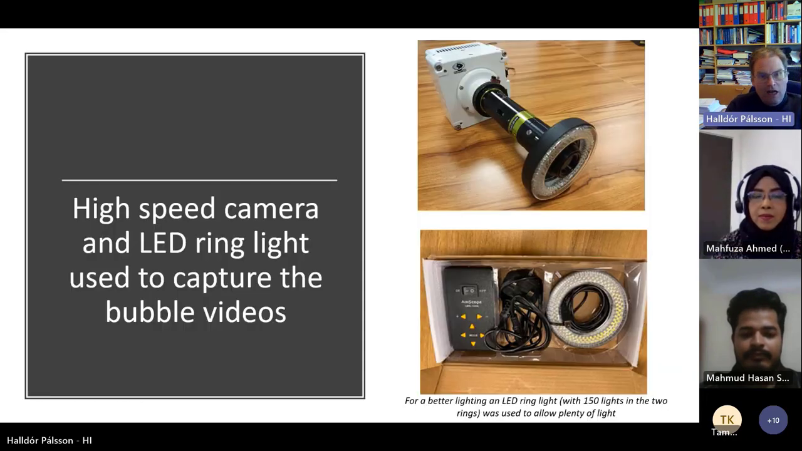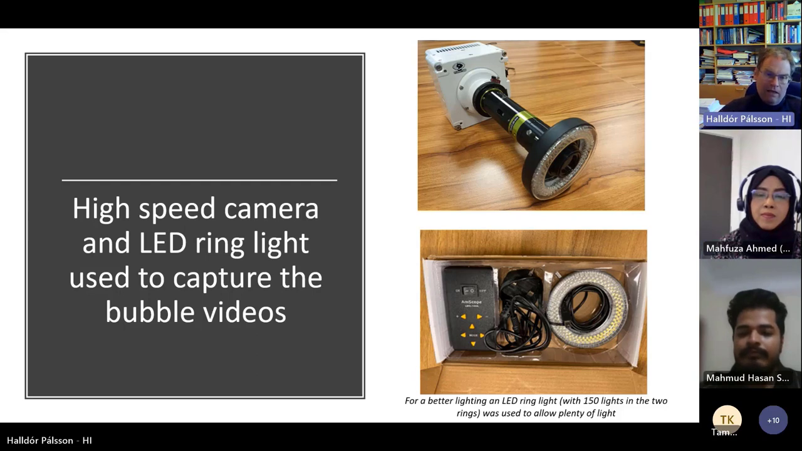This figure shows the camera that was used to obtain the bubble images and bubble videos. It's a high-speed camera with an availability of a very high number of frames per second, but in this experiment it turned out that the fitting number was about 600 frames per second. The camera has manual focus and has fixed apertures allowing different amounts of light into the camera, but they can be manually changed if needed. So I think you will get more information later regarding that.